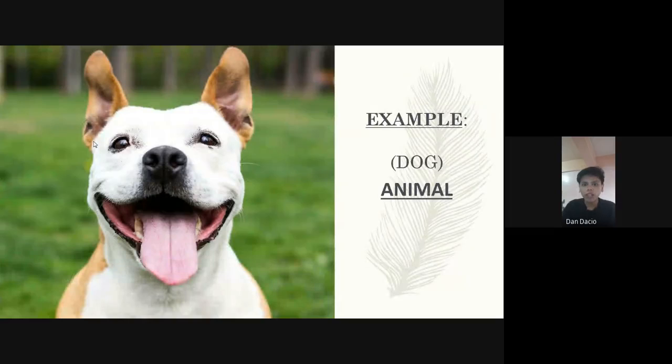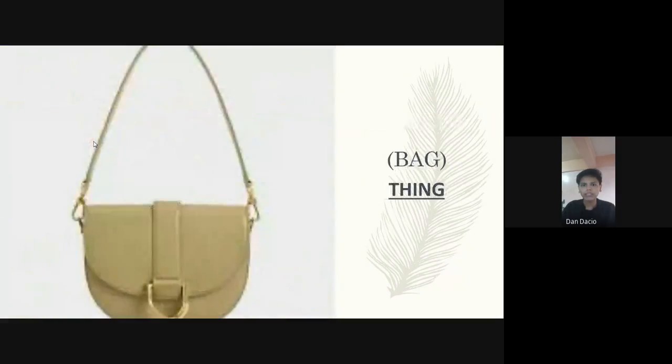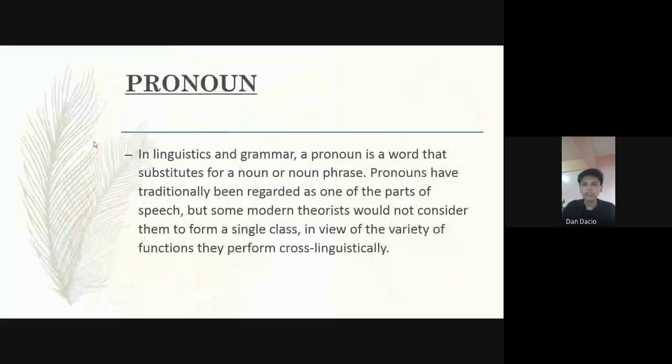So for example, dog. Dog is the name of an animal. Next is bag. Bag is the name of a thing. Okay, so next is pronoun. In linguistics and grammar, a pronoun is a word that substitutes for a noun or a noun phrase. Pronouns have traditionally been regarded as one of the parts of speech, but some modern theories would not consider them to form a single class, in view of the variety of functions they perform cross-linguistically. So pronoun is usually used to substitute the noun.